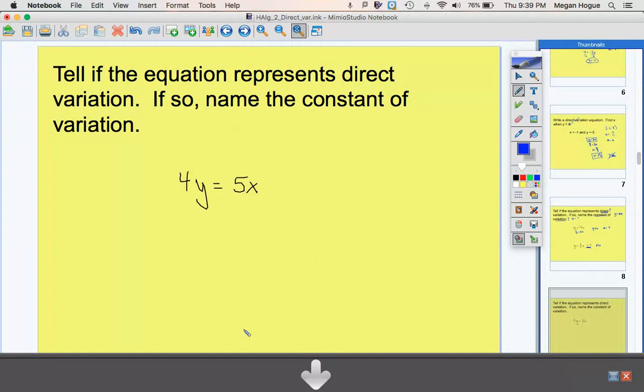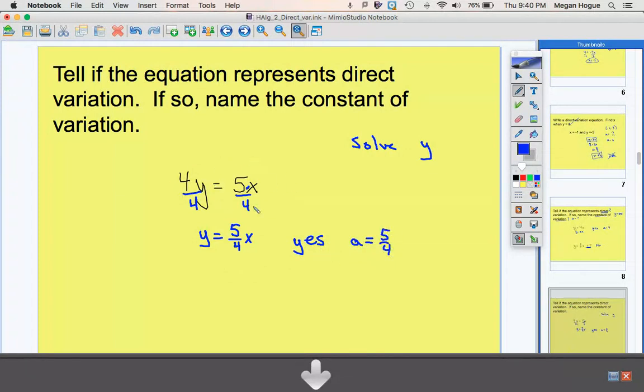Next one, same directions. You don't need to write them again. 4y equals 5x. Some of you can tell from looking at it. Some of you are going to need to solve. Think about it. What do we need to solve for? We're going to want to solve for y to be able to decide. So how do you move that 4? We want to divide by 4. So when I divide by 4, remember, those things are detached. So I'm going to write this as 5/4 times x. Oh yeah, that's in the right form. So it's yes. And my a is 5/4.